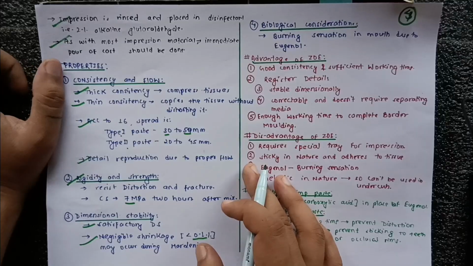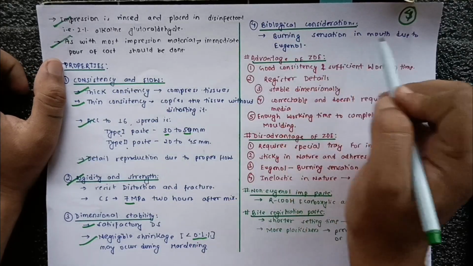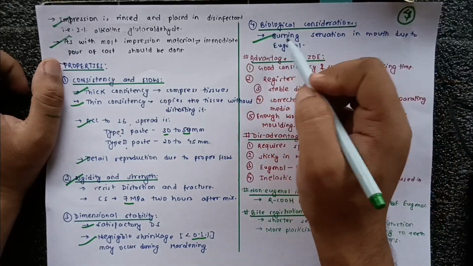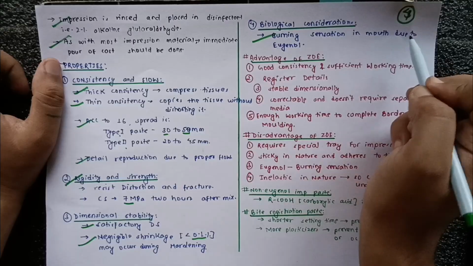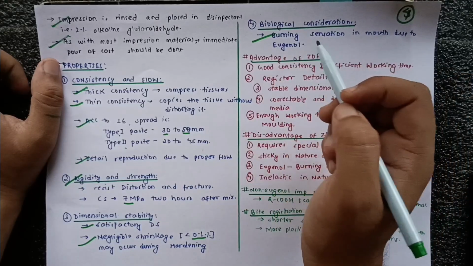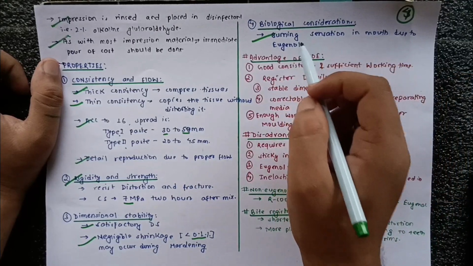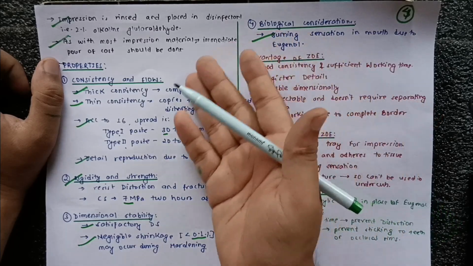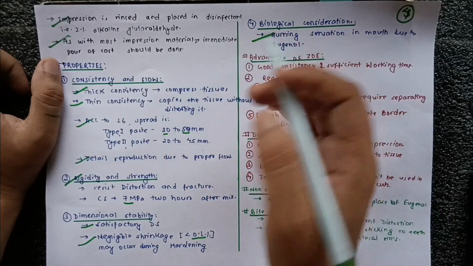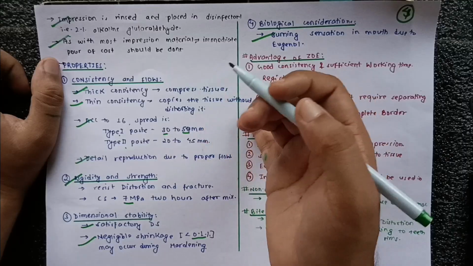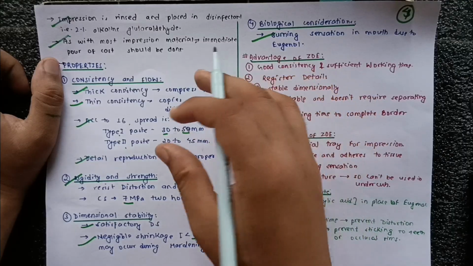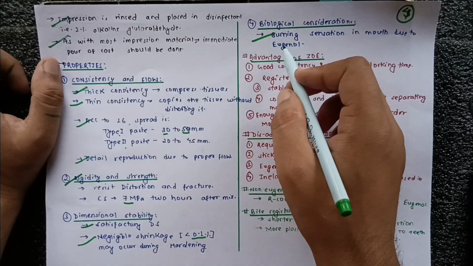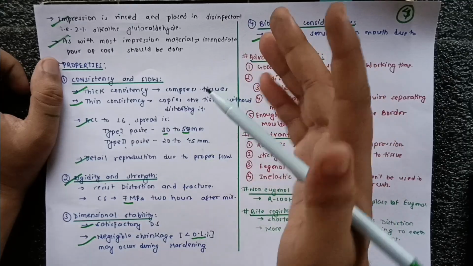And the biological consideration: the burning sensation in the mouth is due to the eugenol. That is one of the disadvantages of this zinc oxide eugenol. To overcome this, we take oil of clove and also a plasticizer, vegetable oil or mineral oil, so they mask the sensation of the eugenol. So just remember the properties.